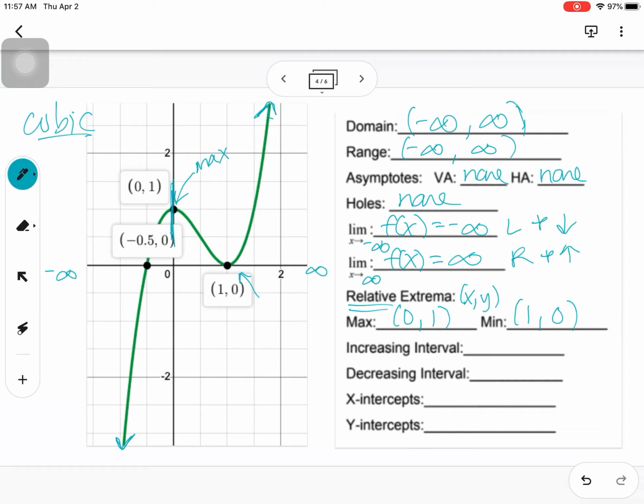And you want to look at your x-coordinate, so it is increasing until 0, so -infinity until 0. Then at 0, it starts decreasing all the way until it turns around again, or at 1. Then at 1, it starts increasing again, so I switch back up to my increasing line. And it will now increase forever and ever and ever, so until infinity. For your x-intercepts, you again want to find these, so it is both at -0.50 and 1, 0, and then your y-intercept is at 0, 1.